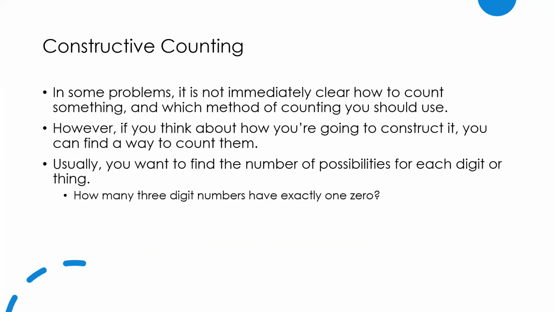Our last topic is constructive counting. In some problems, it's not immediately clear how to count it and which method of counting you should use. But if you think about how you're going to construct it, you can find a way to count them. Usually you want to find the number of possibilities for each digit or thing.